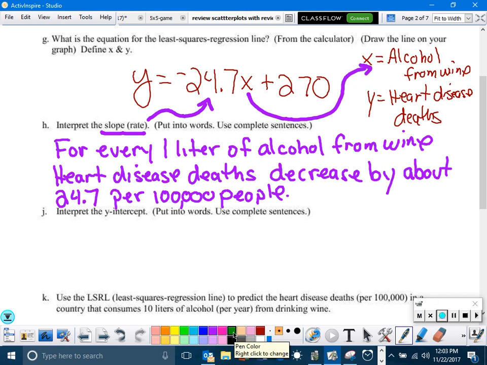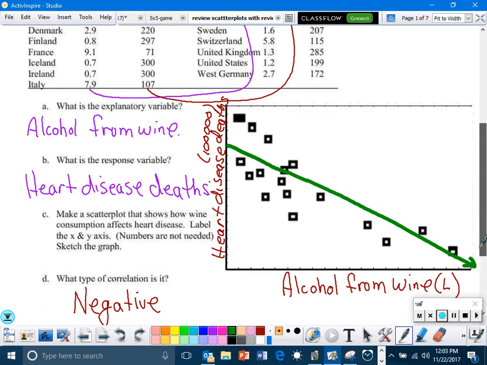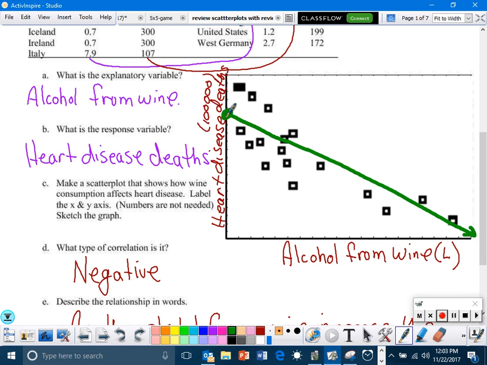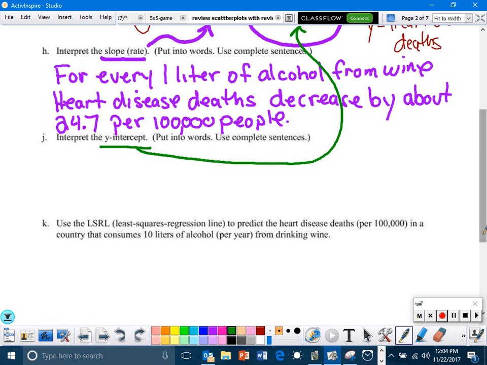Now the y-intercept. The y-intercept is the 270. So I'm going to go back to the graph. The y-intercept is right here. That's the 270. If we go down to the corner, that will be a 0. Well, 0 in this case means they don't get any alcohol from wine. So this y-intercept actually is going to make sense, not like the others we discussed in class.